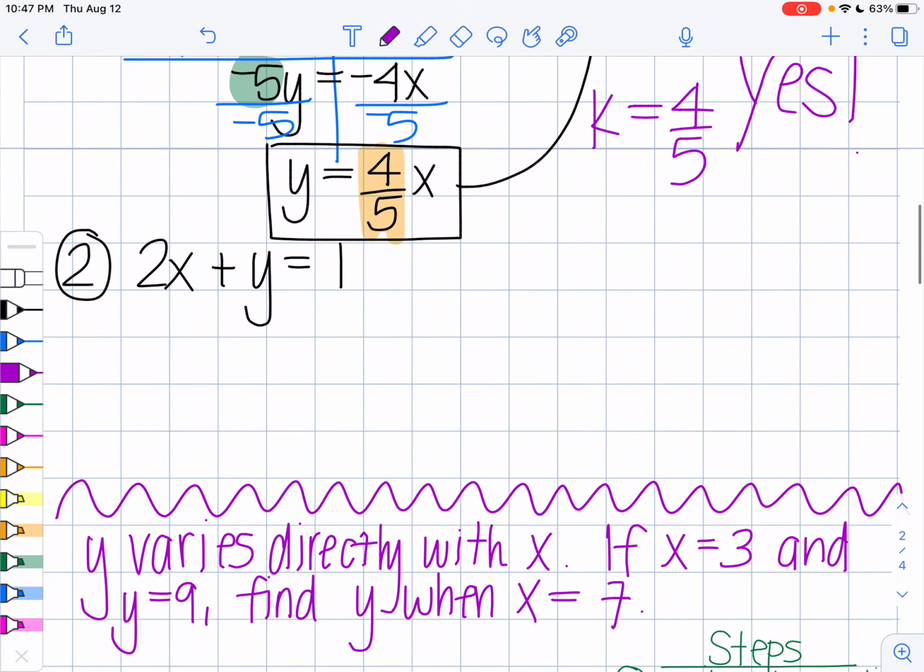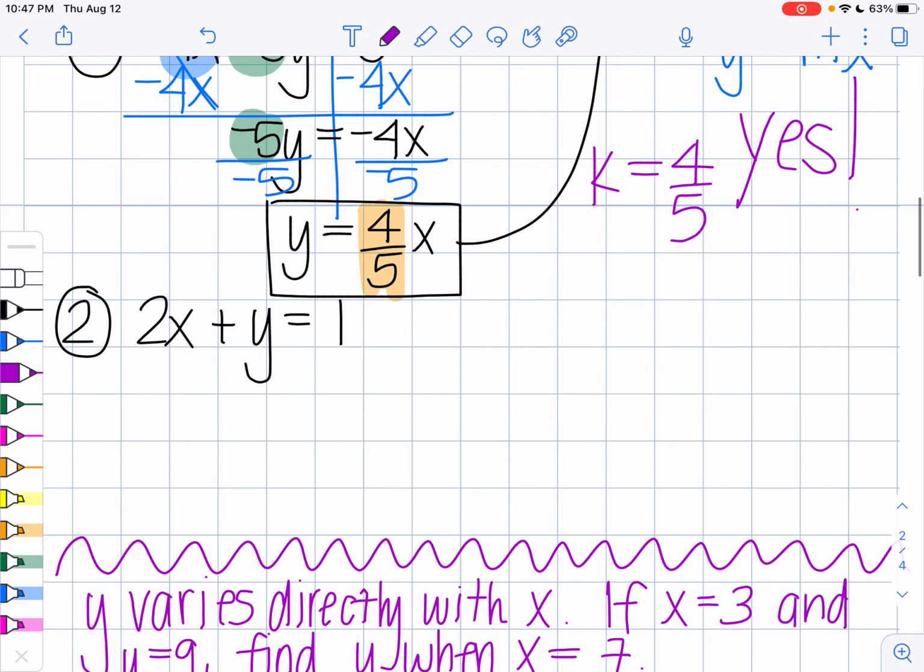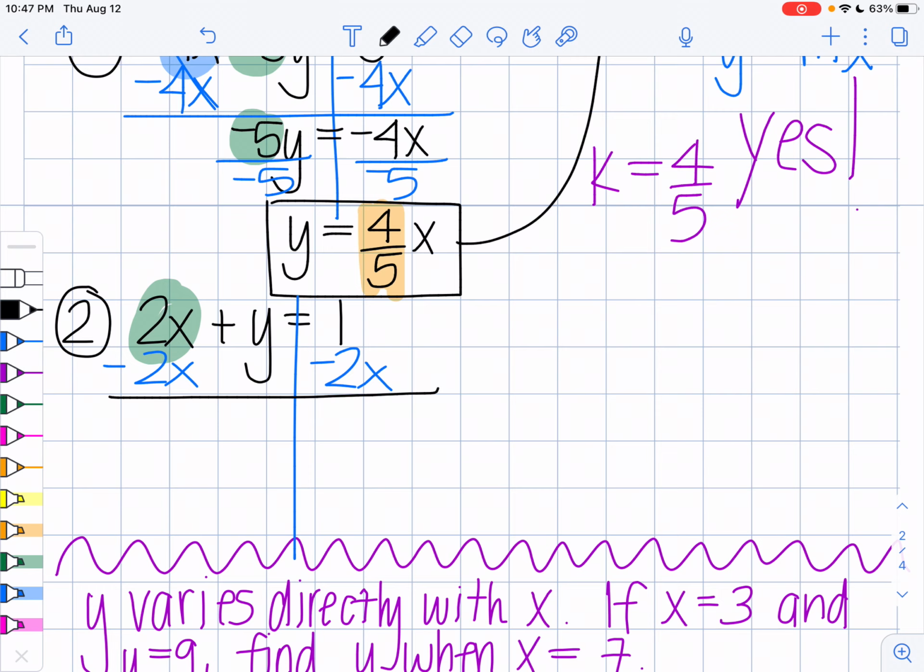Okay, let's try the next one over here. So I need to get y on a side by itself. I have to move this 2x, and I don't have any number next to y. So this is a positive 2x. To undo this, I'm going to subtract 2x from both sides. So I get y is equal to negative 2x plus 1. How did I know it was plus 1? Because this is a positive 1 right here.